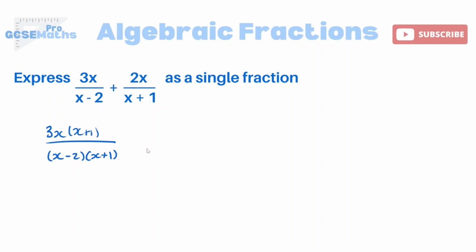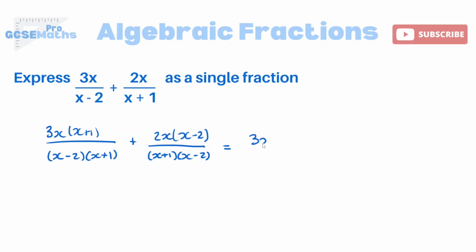Whatever we do to the top of a fraction, we have to do the same to the bottom. Then plus, the second fraction was 2x already. That one was x plus 1. I'm going to multiply the top and the bottom by x minus 2. And then we can add and expand and simplify, basically. I'm just going to do this all in one step.